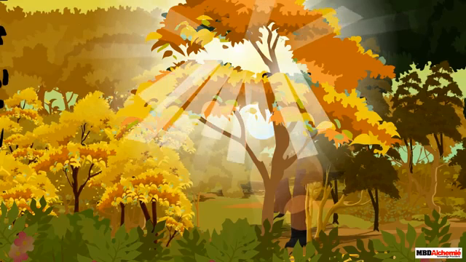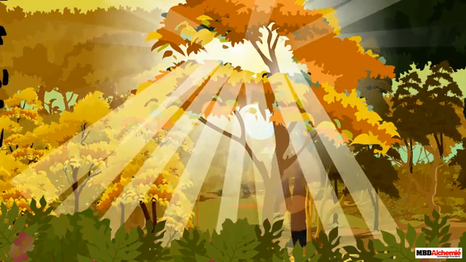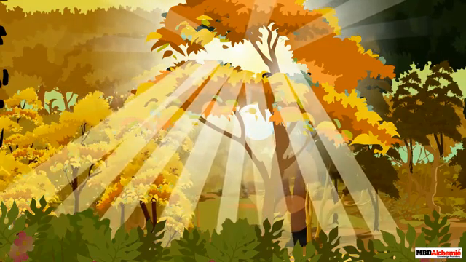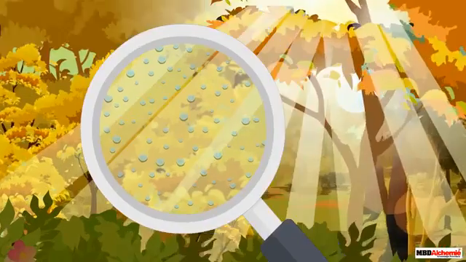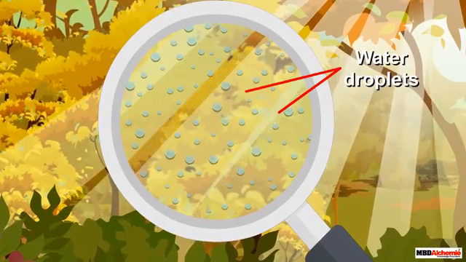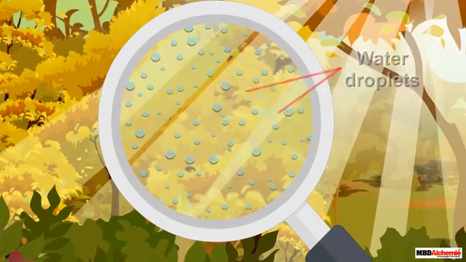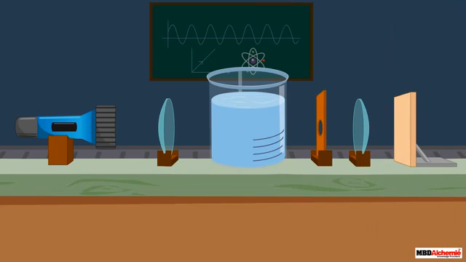The same effect can be observed when sunlight passes through the trees of a dense forest. Here, tiny water droplets in the mist scatter the light. Let us do an activity to observe the Tyndall Effect.